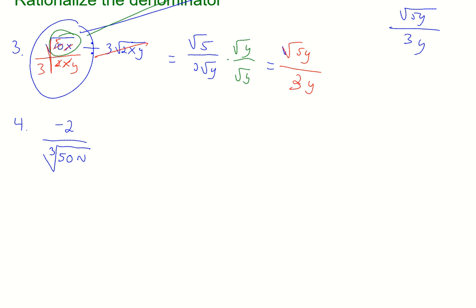All right, let's see if you're on the right track. You should be looking to rationalize the denominator. Do you see how a 50 has 2 5s in it? Do you see that? You should.